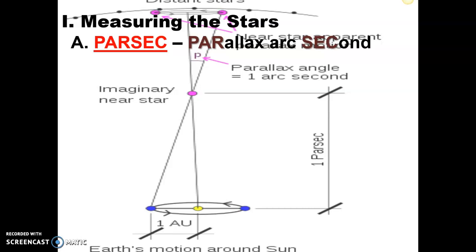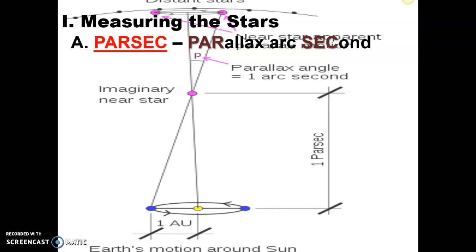A parsec is the distance from that imaginary pink star they drew there to the sun if, as the Earth orbits the sun, we're 1 AU away from the sun, our baseline is 1 AU, if the star appears to move 1 arc second according to the background stars in the sky. So to make that make a little more sense, parsec is 2 words, parallax and arc second.